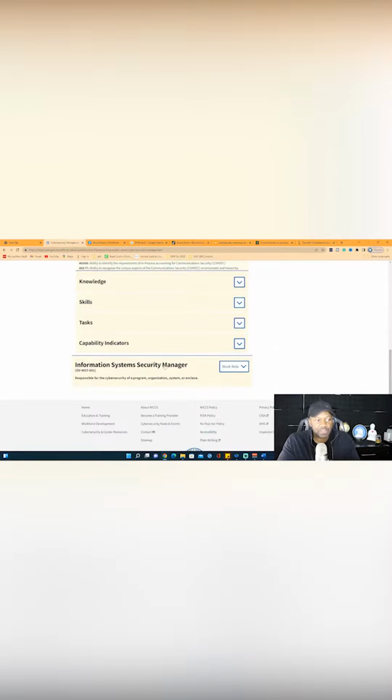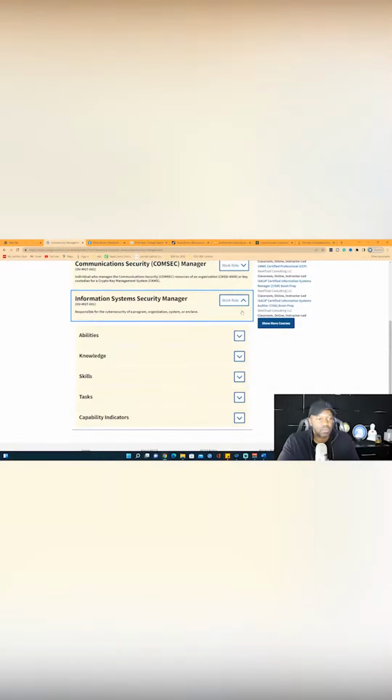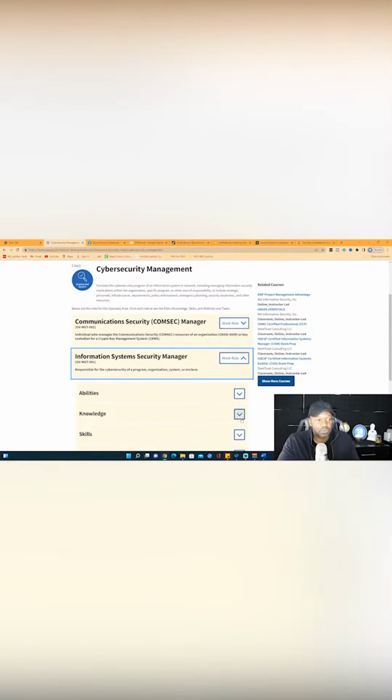My specialty is really this one right here, which is information systems security managers. And then they have different work roles. This breaks down further into work roles, and it has abilities, knowledge, skills, tasks, and other things that you need to know if you're trying to get into this actual work role.